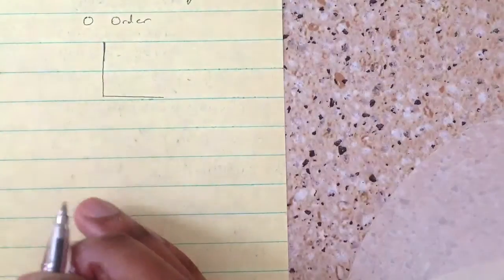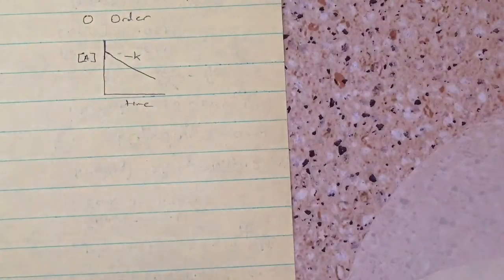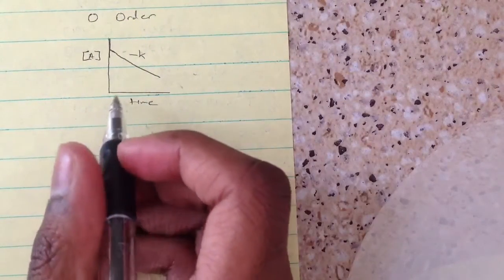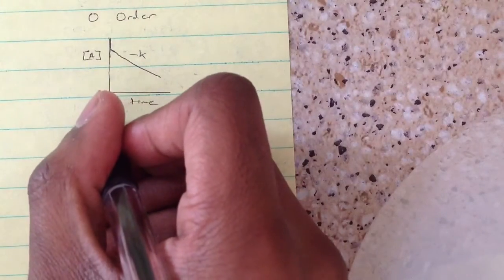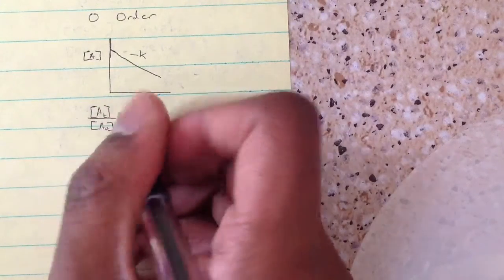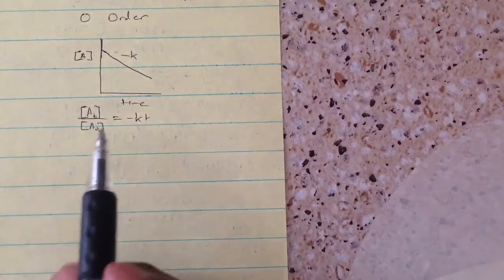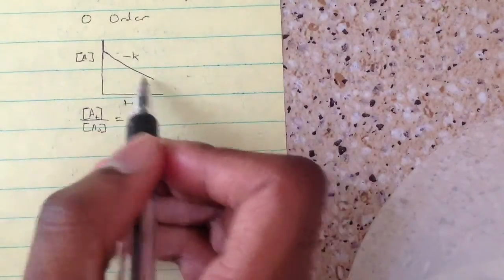Okay, so for going over the graphs of the orders, for zeroth order you have your graph here, and so for zeroth order you have just concentration, let's say A, over time, and then it's going to be negative. The K is going to be negative, and then you can also know what K is because if you know the formula for zeroth order, which is A_t over A initial equals negative Kt. If you know that, you can see that K is negative, so then you know that the slope has to be negative.